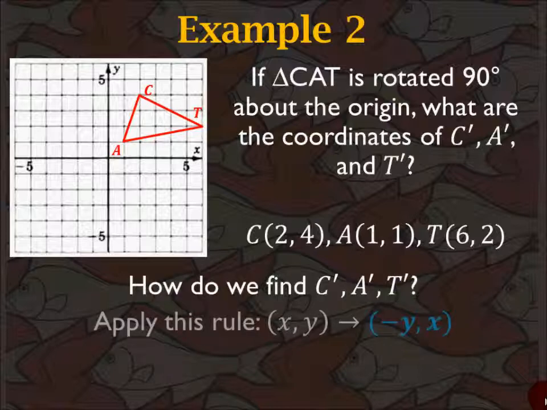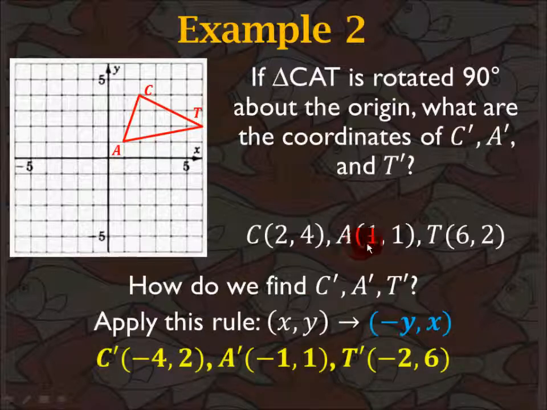Alright, so here's your motion rule. (x, y) becomes (-y, x). So you take your first coordinates. So if we look at C, the new rule is going to be (-4, 2) for C. For A, it's going to be (-1, 1). And for T, we're going to take the 6, make it the new y coordinate. We're going to take the 2, make it negative, and make it the new x coordinate. So (6, 2) becomes (-2, 6).